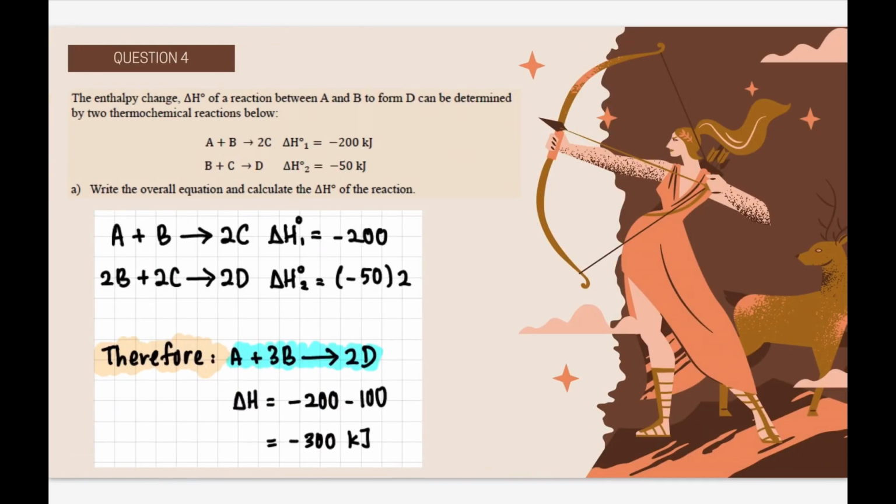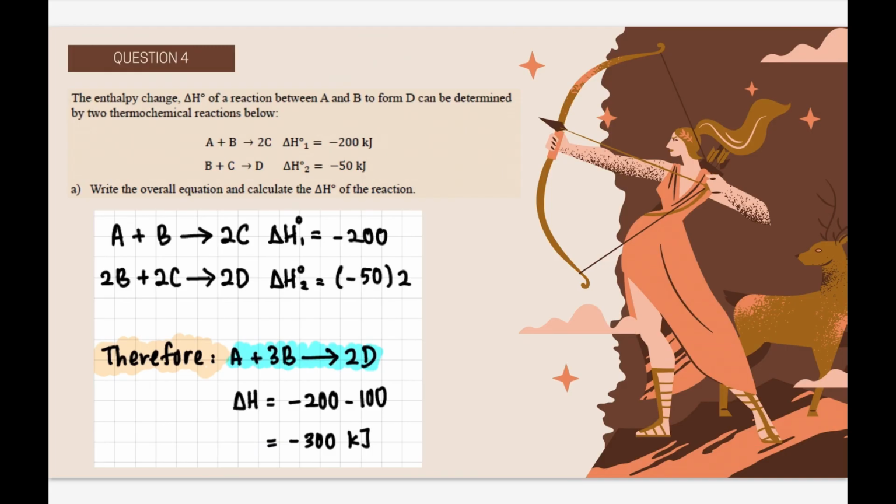Okay, question 4, the second last question. Enthalpy change of delta H reaction between A and B to form D can be determined using these two thermochemical equations. Write the overall equation and calculate delta H of the reaction.